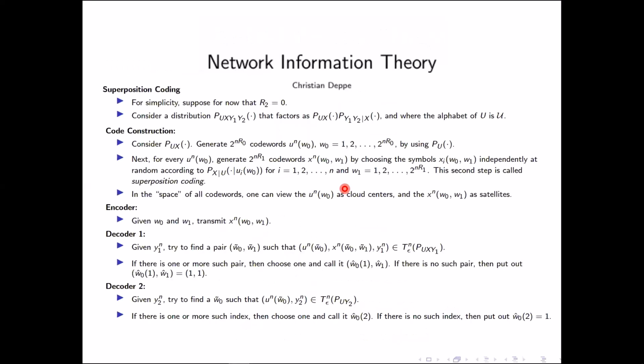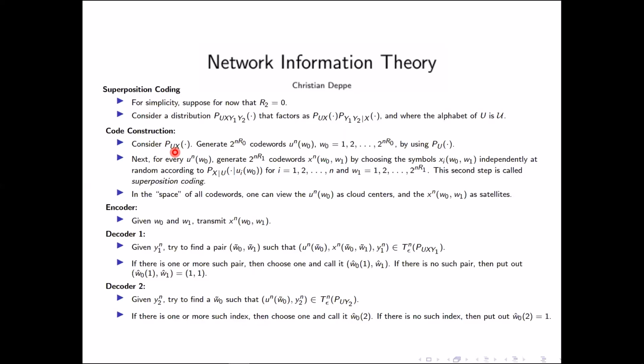Let's look at it in more detail. Again, as I told you before, we assume that R2 is equal to 0. And we consider a joint distribution between U, X, Y1, and Y2, such that we can write it as the joint distribution of U and X, and the distribution of Y1, Y2 conditional on X. Of course, this is the channel. And the alphabet of U is denoted by this U again.